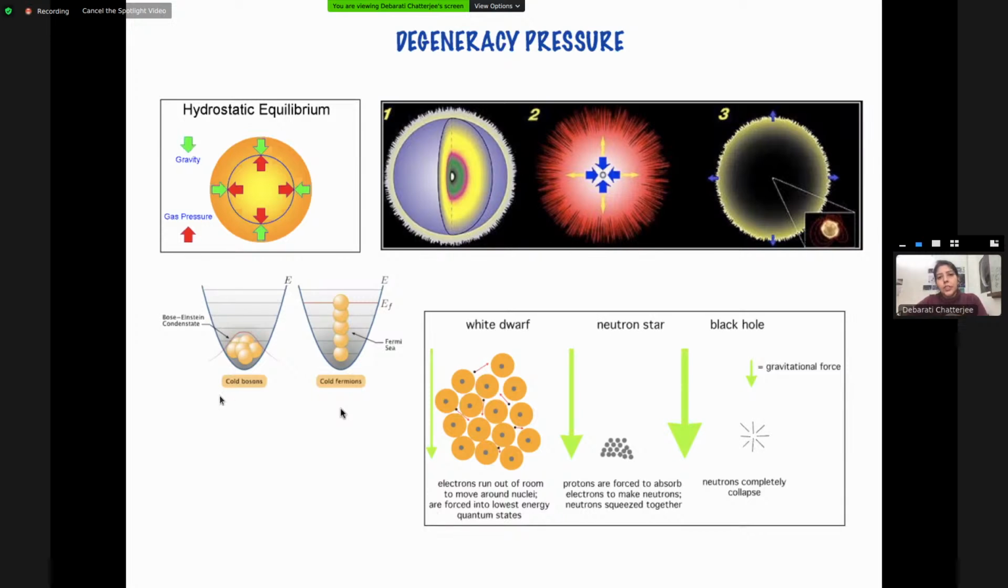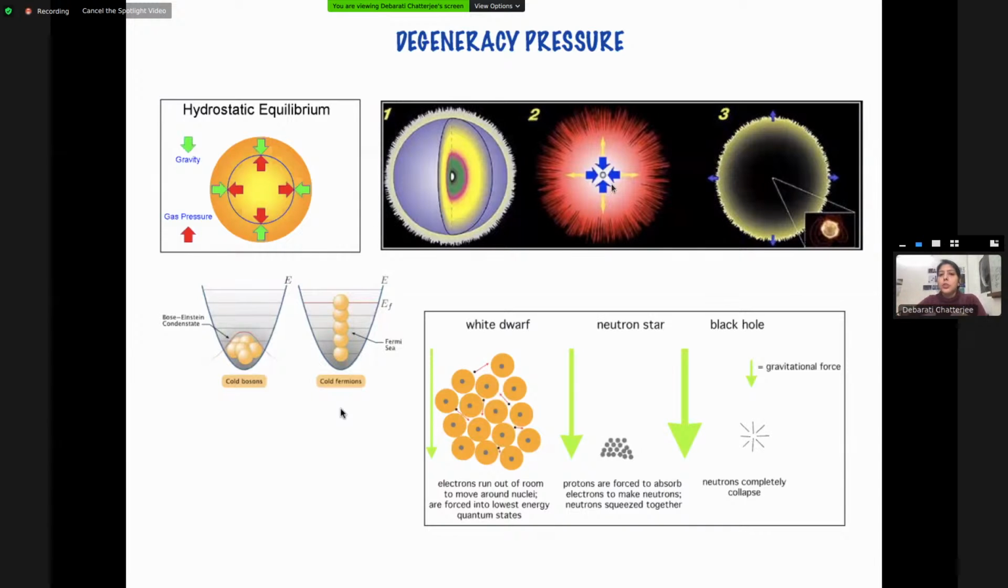Because of this, at the lowest temperature there is a pressure which is produced, and this is called the degeneracy pressure. This repulsion, or this pressure, can now support the star against collapse, but at a radius of only about 10 kilometers. And this is what we call a neutron star.